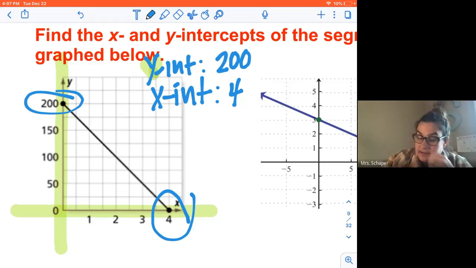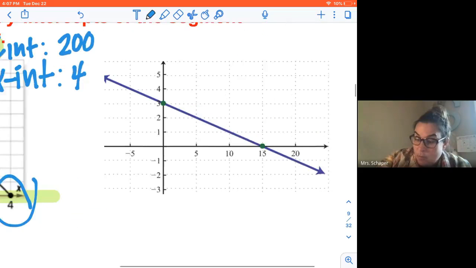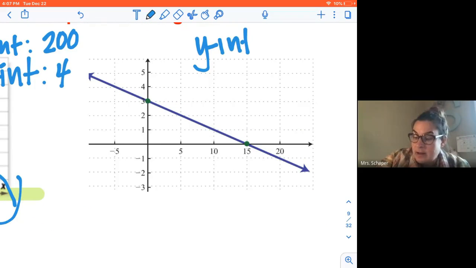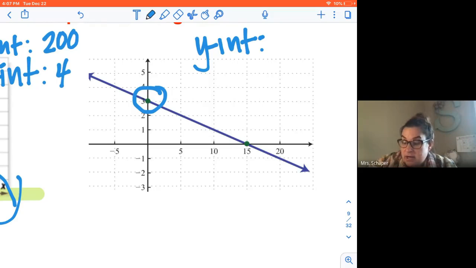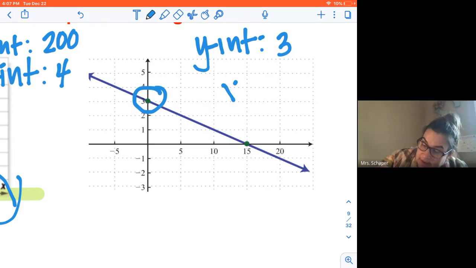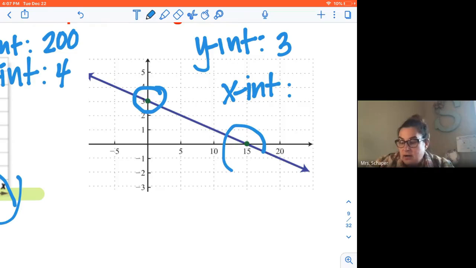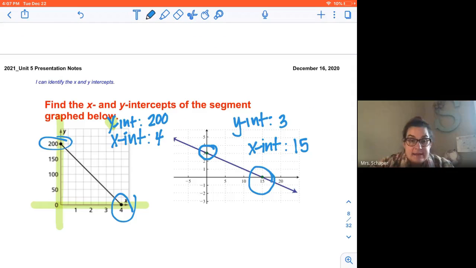So we're looking to see where the line crosses the y-axis and the x-axis. Let's take a peek at this one. My y-intercept is where it crosses the y-axis. That's right here. That's 3. The x-intercept is where it crosses the x-axis, which is right here, which is 15. Okay, what we're looking at is where they cross the x and the y-axis.